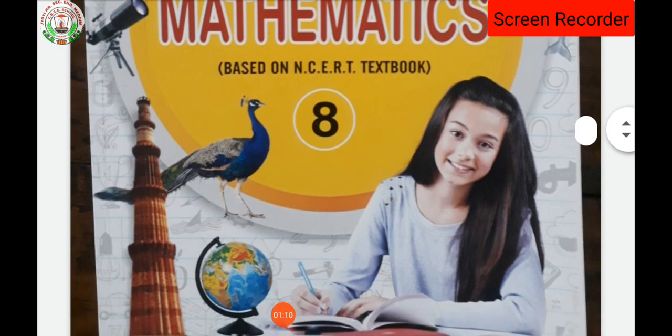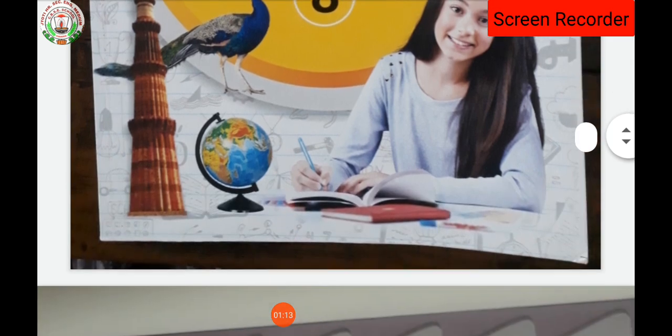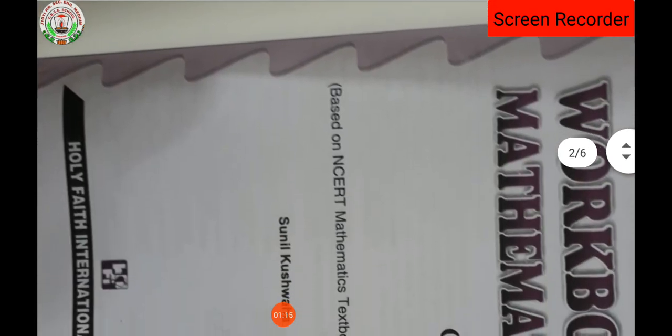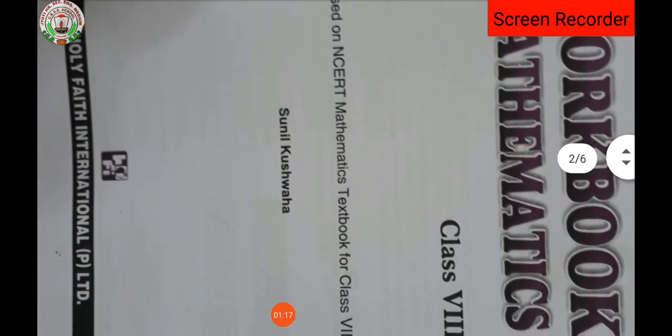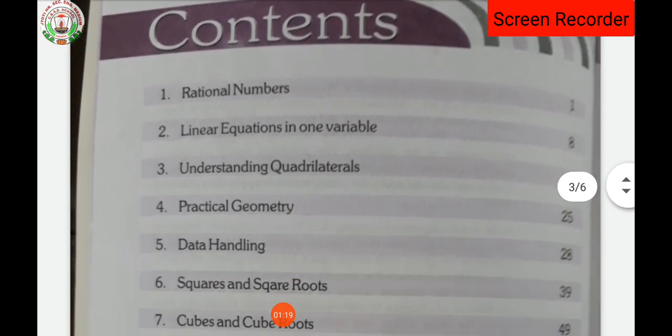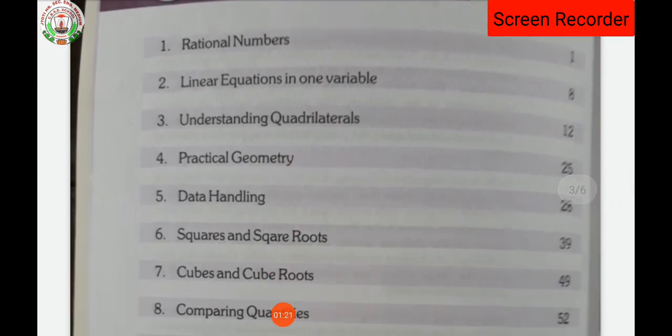That means some questions, as in last year's mathematics workbook, you are having the questions. So this year this mathematics lab manual we are going to use, and we are going to solve the questions. Clear? So this is the front page of your book. This one is the second page of your book. This one is the third page of your lab manual, student.